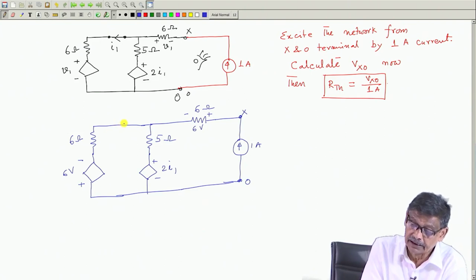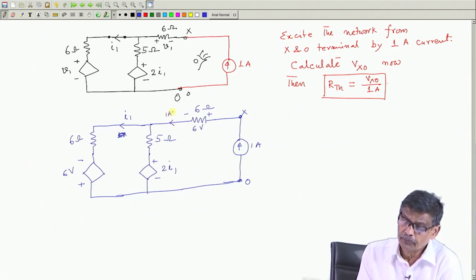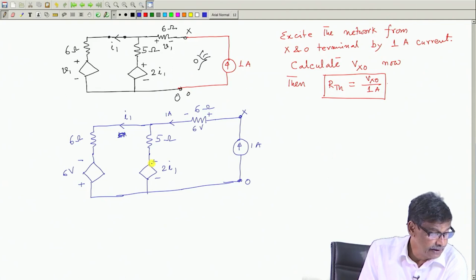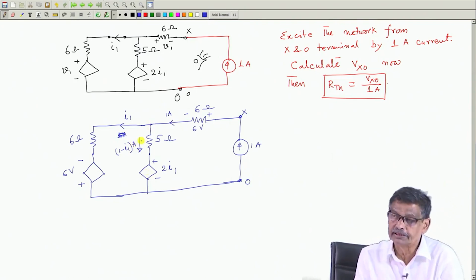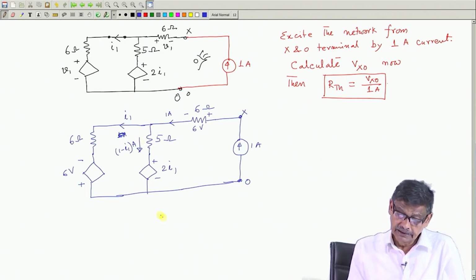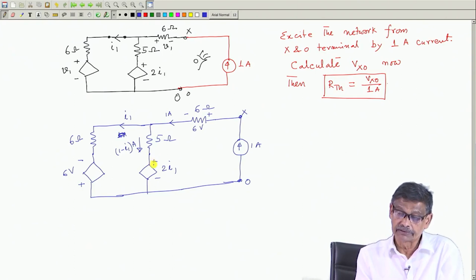And this current I am telling is 1 ampere. This is I1, and this current is already known to be 1 ampere. Therefore, I can say the current in this branch in this direction should be 1 minus I1 ampere, since 1 ampere, I1 goes. So, 1 minus I1 must be flowing in this direction. Then what we will do? We will write down the KVL equation in this loop, mind you.